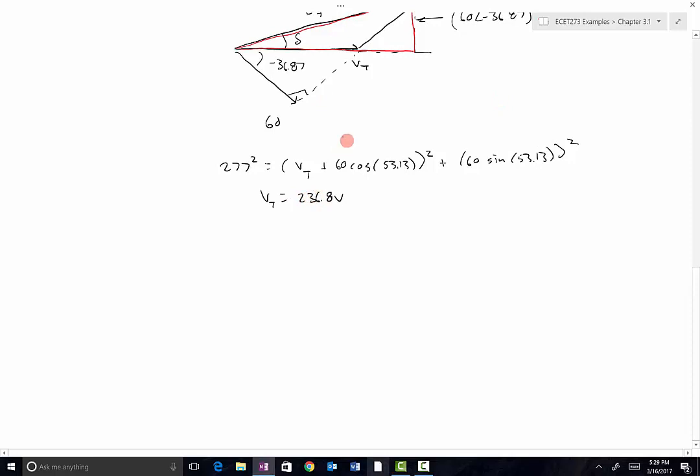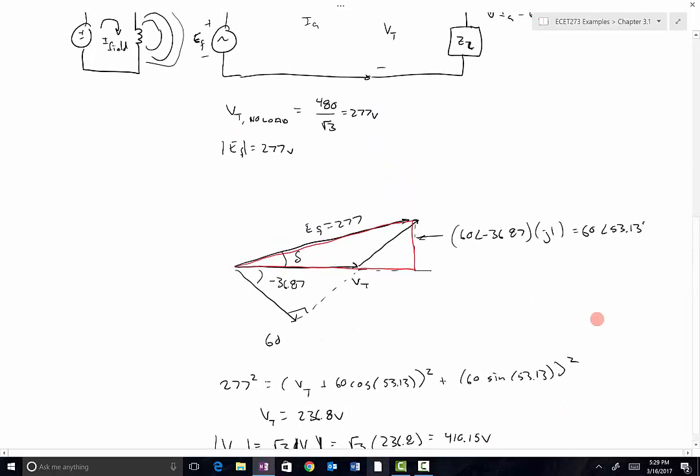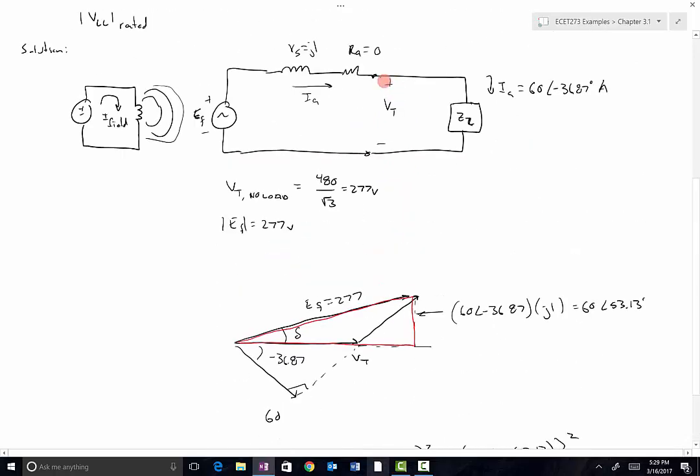So we've done some major simplifications right there. Anyway, that gave us the terminal voltage, but we were asked to determine the output voltage of the generator, and so we know that the magnitude of the line-to-line voltage is going to be equal to root 3 times the magnitude of the terminal voltage. So that's going to be root 3 times 236.8, which gives me 410.15 volts. So under load, this generator is going to have a line-to-line output voltage of 410.15 volts.